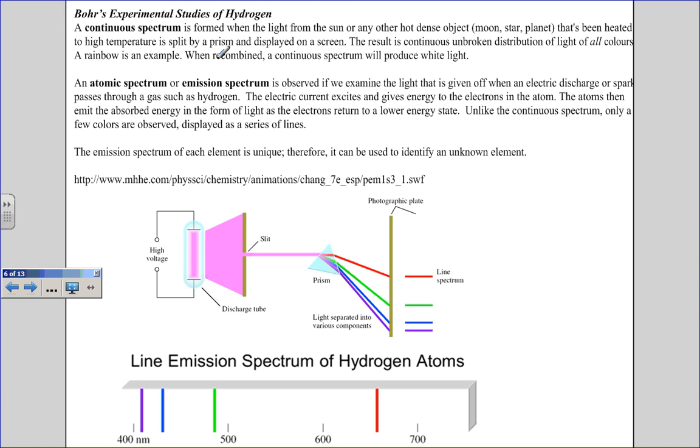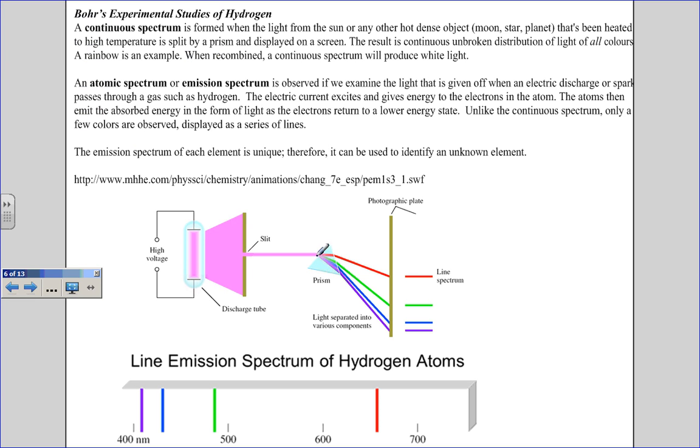What he was working with was hydrogen in a gas discharge tube. So he put hydrogen into a tube and he applied a high voltage to it. When hydrogen was in this glass tube with the high voltage, it released this purple light. And what he did with that light is he allowed it to pass through a prism.